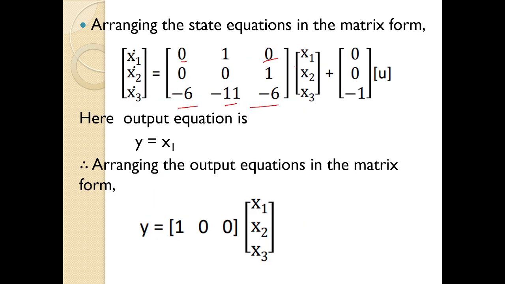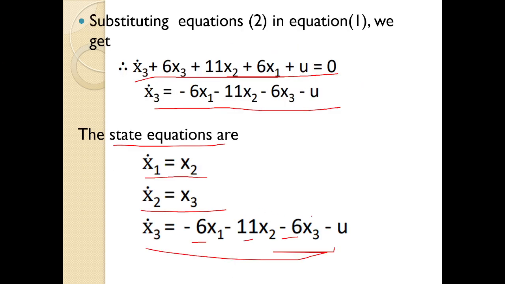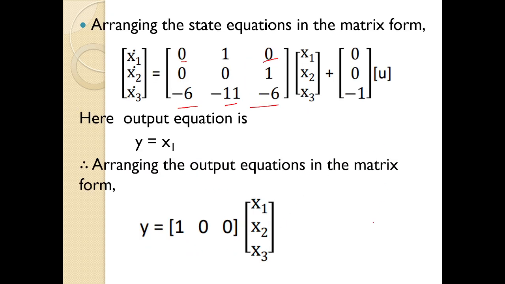Okay. So put all these terms in a matrix and write down another matrix x1, x2, x3 plus what about the input? For x1 dot, no input; for x2 dot, no input; for x3 dot, minus u, which means the coefficient of u is minus 1. So 0, 0, minus 1 times u.